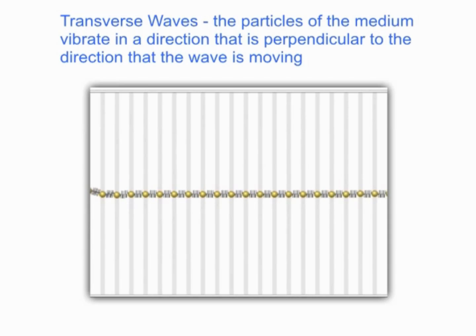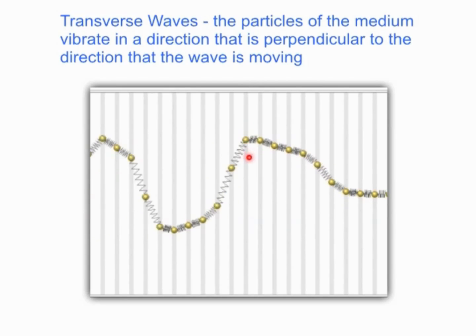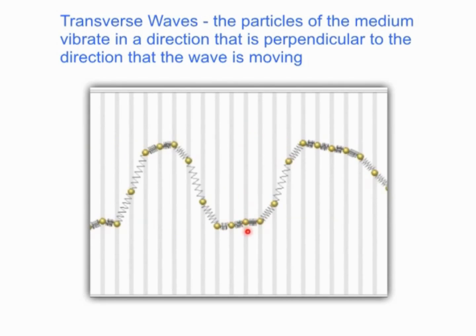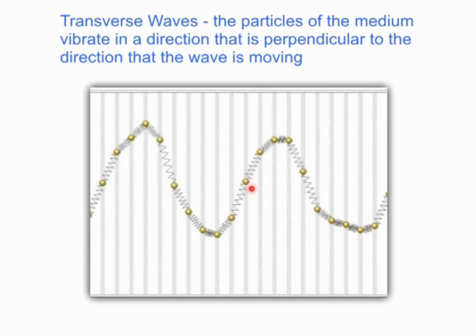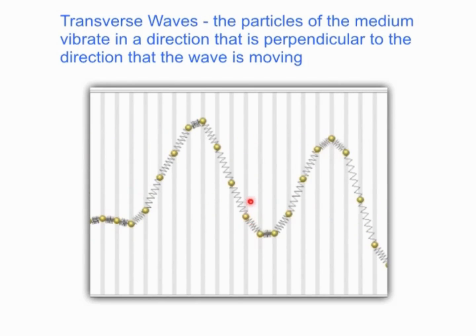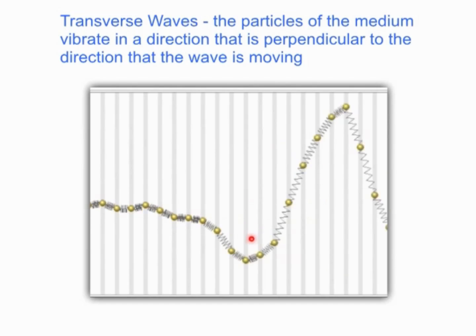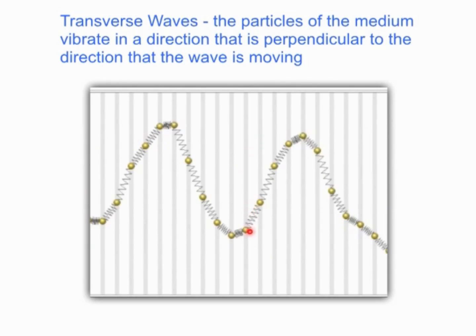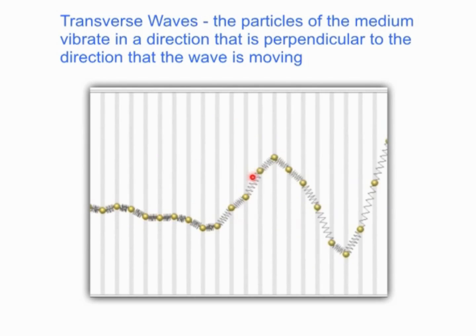Now the first kind of wave we're going to learn about is the transverse wave. The particles of the medium vibrate in a direction that is perpendicular to the direction that the wave is going. Alright, so going back to the beads, look at that red dot. The red dot is following one of these beads along its vertical oscillation pattern. Notice that the bead doesn't move horizontally, it only moves vertically. So the direction of oscillation, vertical, is perpendicular to the direction of wave propagation, which is horizontal.